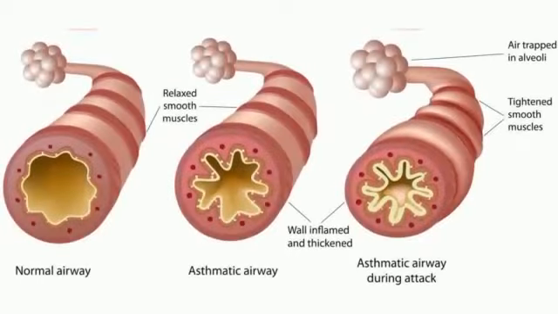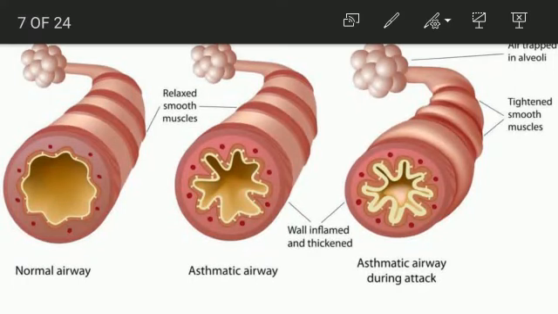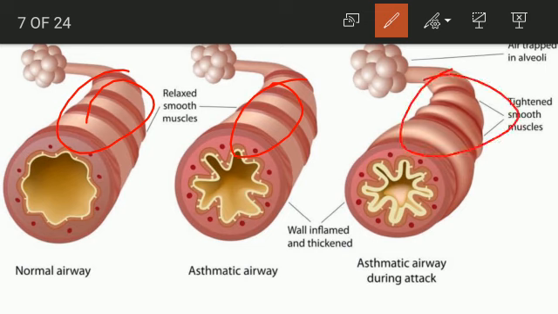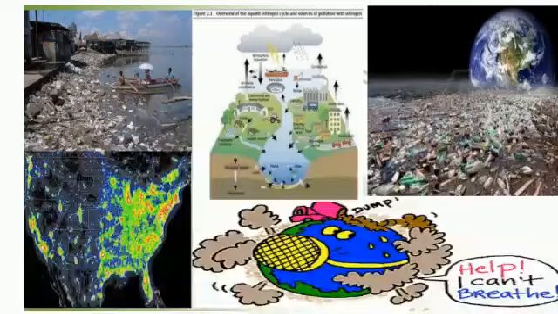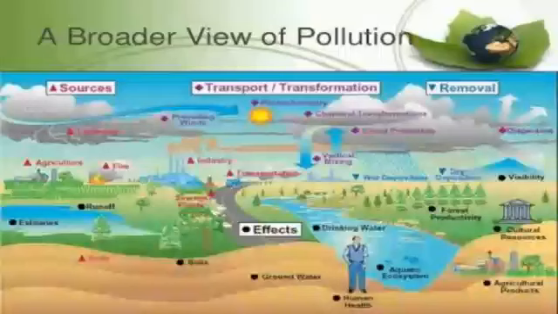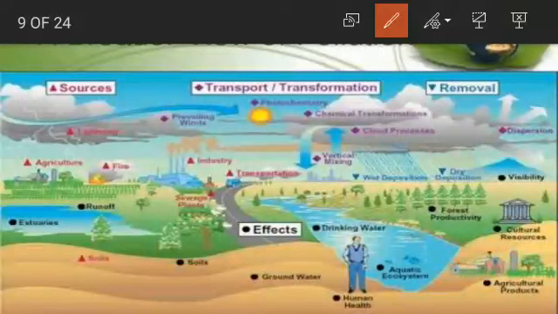This image will give you a better view. See, there is a difference. Relax the smooth muscle. But during an attack, they are tightened. Normal airway, narrowed airway, narrower airway. It is understood.